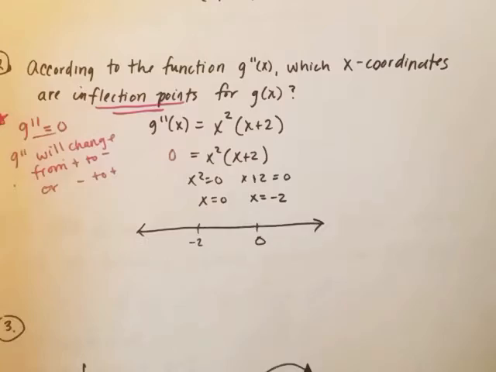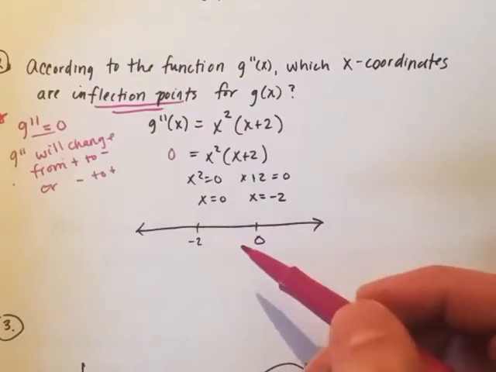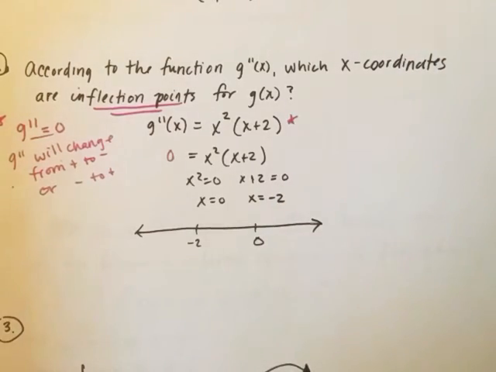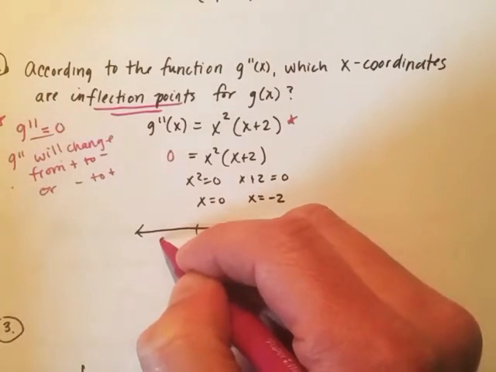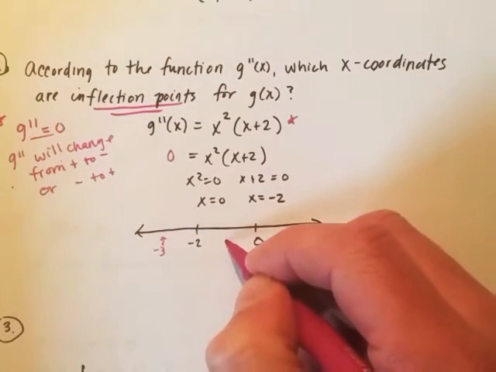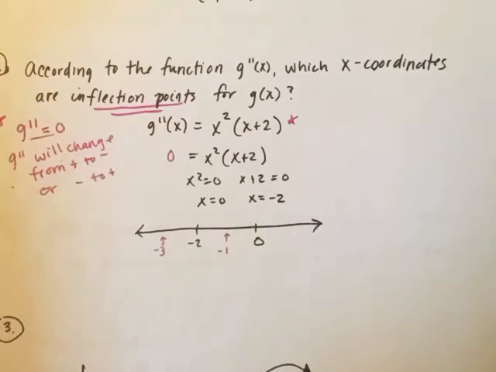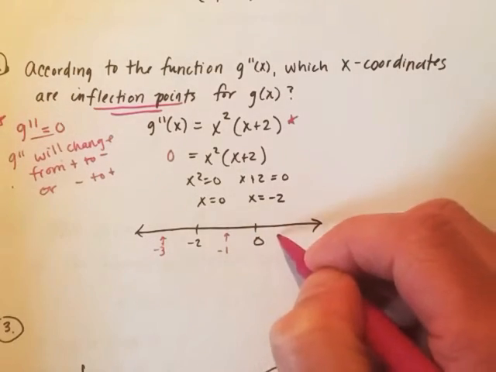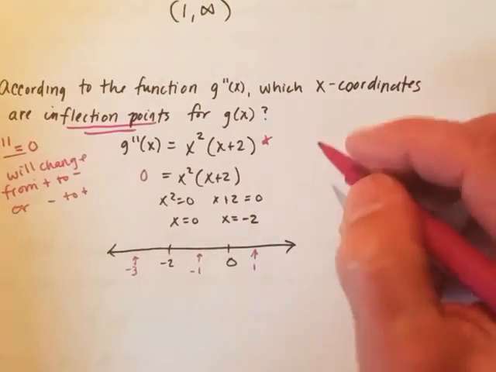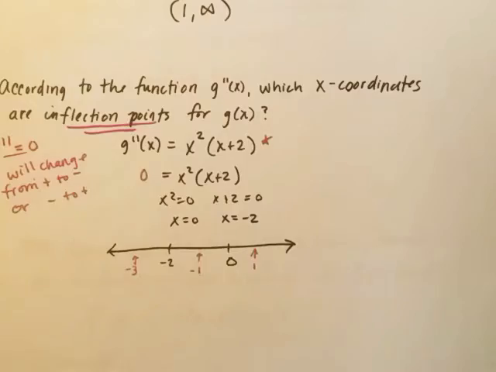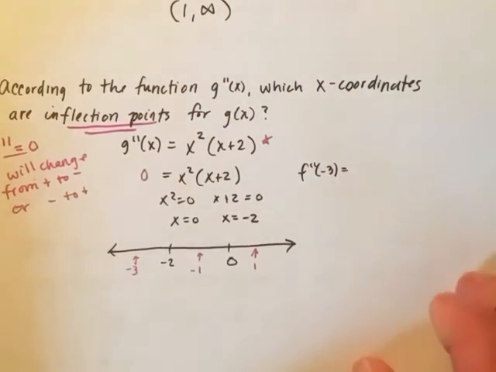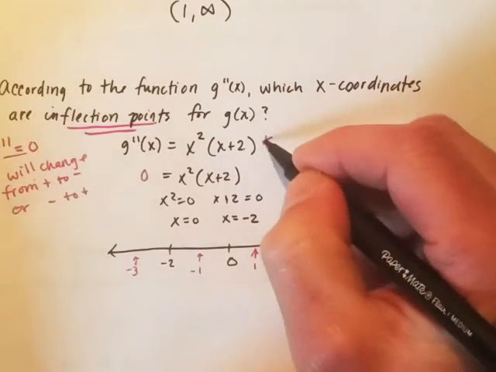And just like these problems often call for, we have to plug in numbers and actually test them in our second derivative right here to see if things are positive or negative. So some numbers I would plug into these intervals would be like -3, anything to the left of -2. Anything in between -2 and 0 would work, so I'll choose -1. And anything to the right of 0 would work, like 1. So I'm going to plug these in and see what I get. Let's find the g double prime value of -3. So let's just plug in a -3 into the second derivative here.